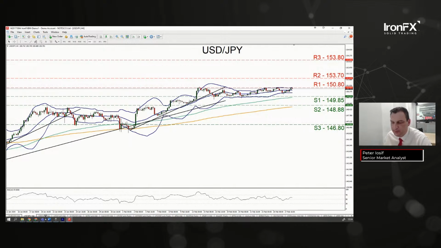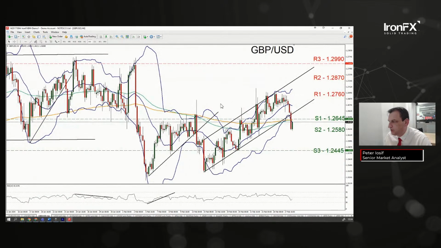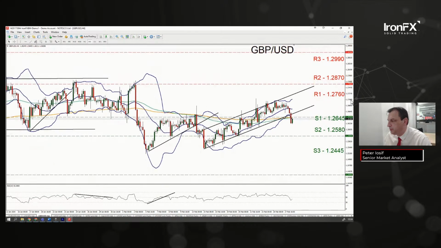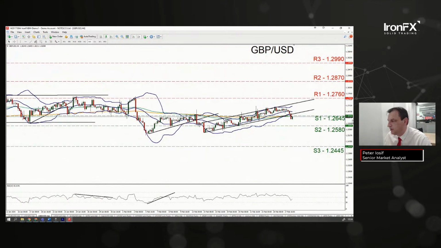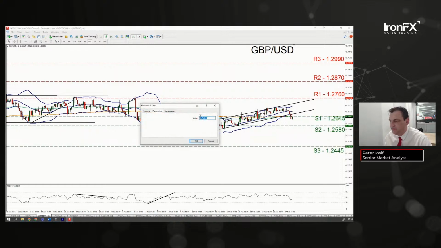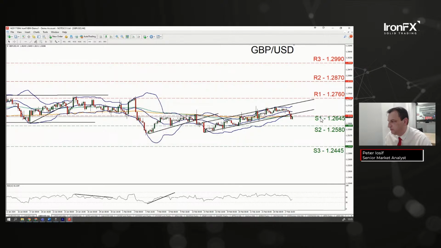Let's have a look at GBP/USD. Similarly to the euro, the pair dropped, breaching the support line below it, and that would be the 1.2645 support line, now turned to resistance. Let's go looking for a new S3 though.